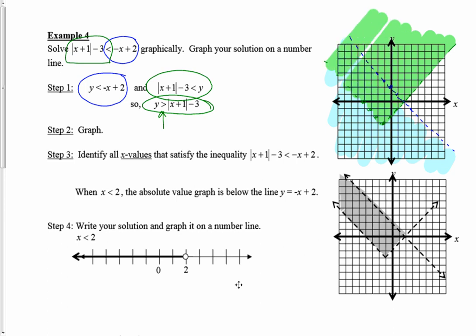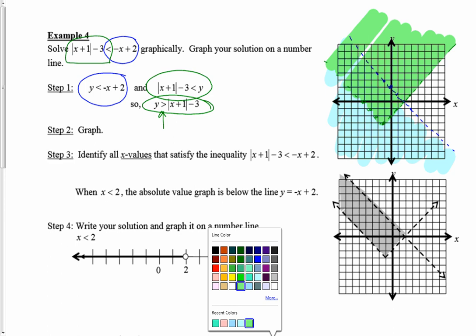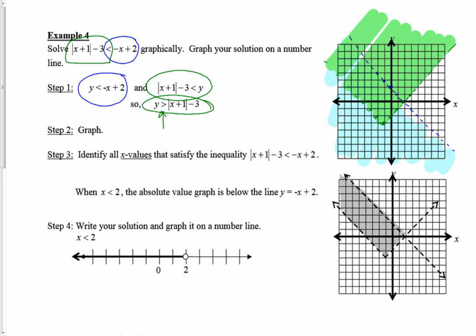And then what I want is the overlap of these two regions. The overlap of these two regions is just this strip in between them, and you can see that's highlighted down here for you on your paper. Okay, so we only cross one time. We crossed right here at x equals 2.